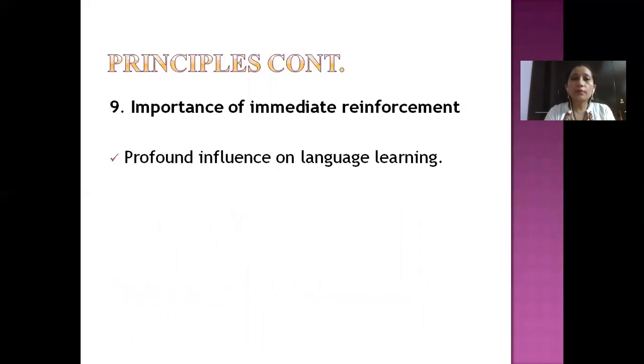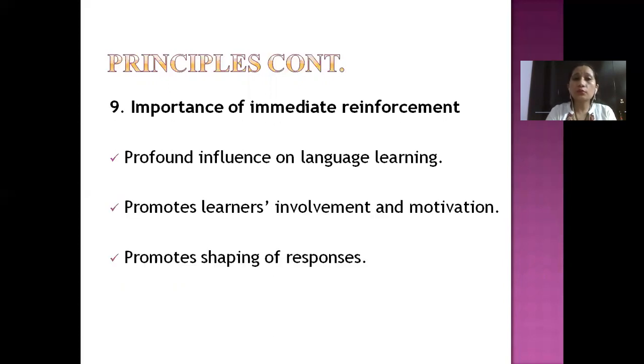Next principle we have is the principle of importance of immediate reinforcement. We all agree that reinforcement plays a very, very important role in our learning, and the same applies well to language learning as well. And reinforcement actually promotes students' involvement and motivation, and it helps to shape their responses. With reinforcement, you can strengthen the positive responses of the students, and you can weaken their undesirable responses also.